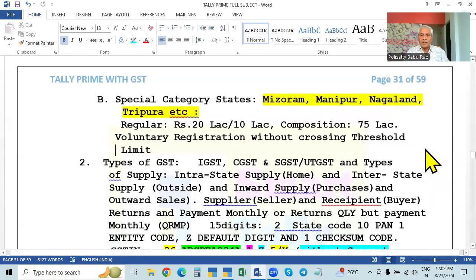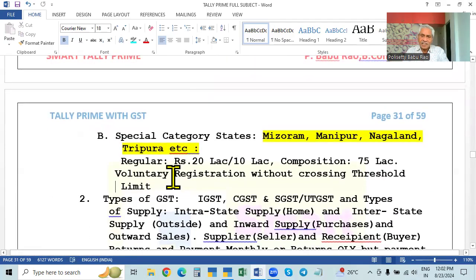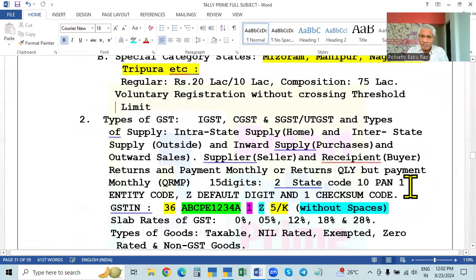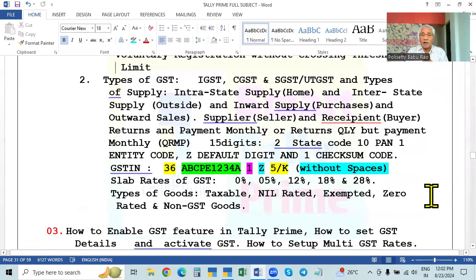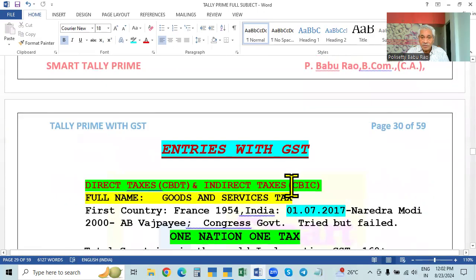So whatever it may be, regular dealer or composition dealer or voluntary registration, registered means the registered person. Every registered person, when any business registers under the GST Act, the GST department looks after all these works. This is the main board controlling the indirect taxes. That is, the GST board is the main board implementing the GST.